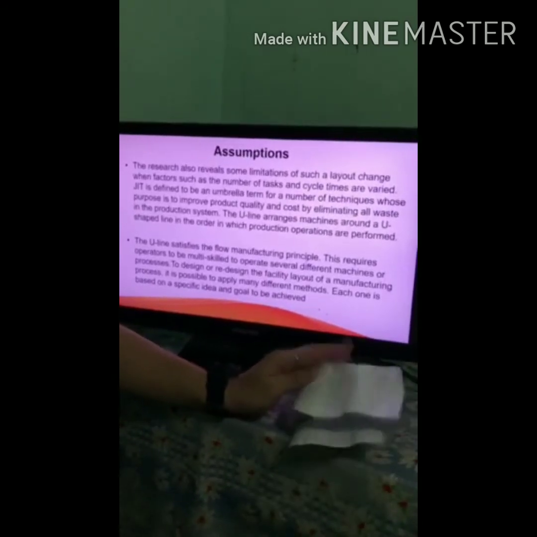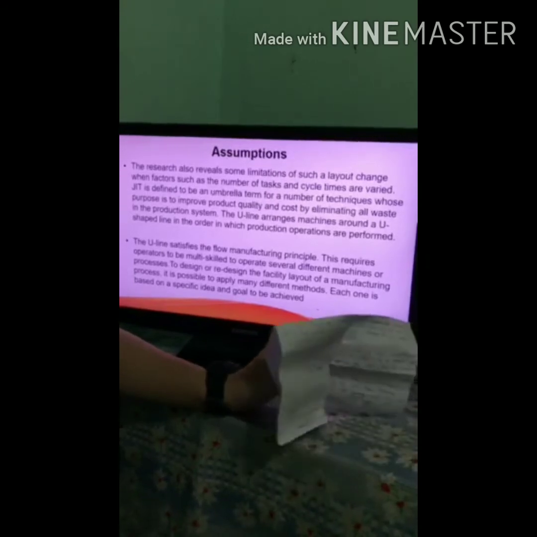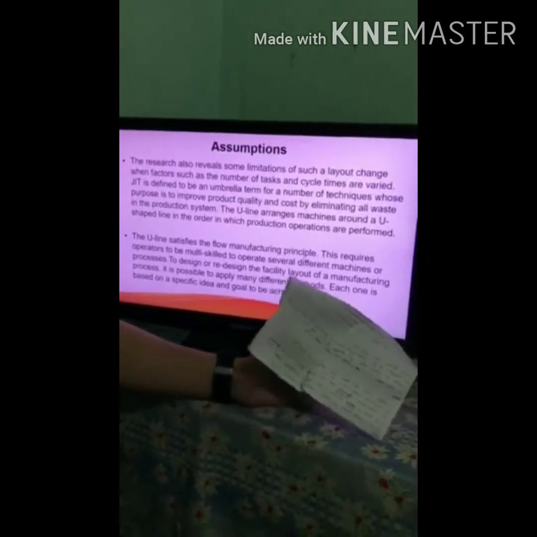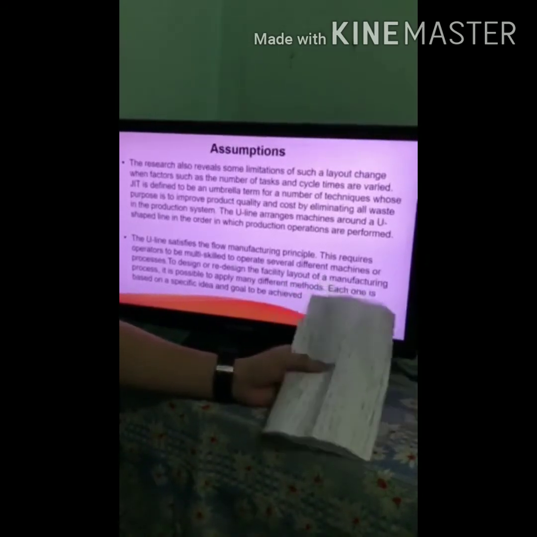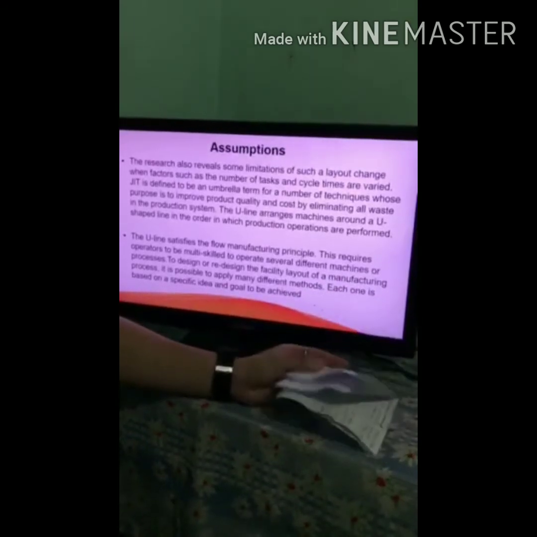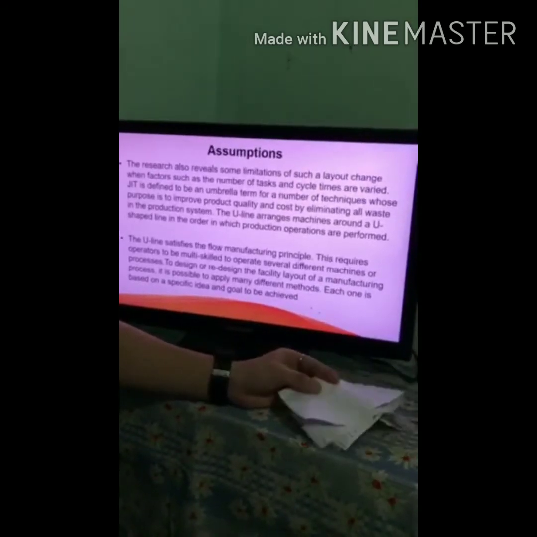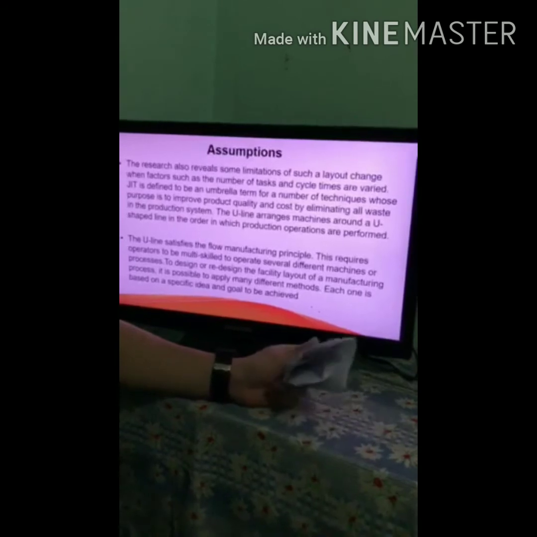So in this case, we implement the just-in-time. So the just-in-time or JIT is defined to be an umbrella term for a number of techniques whose purpose is to improve product quality and cost by eliminating all waste in the production system.